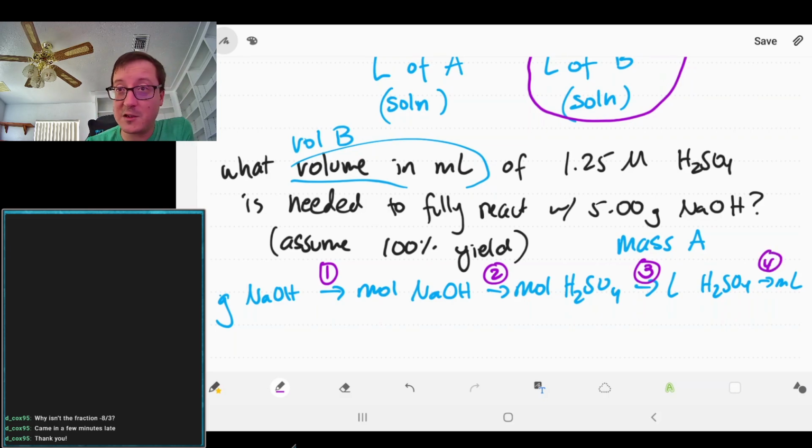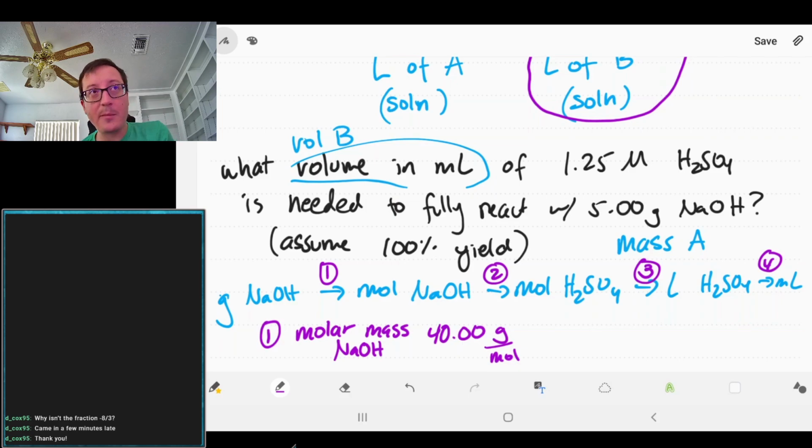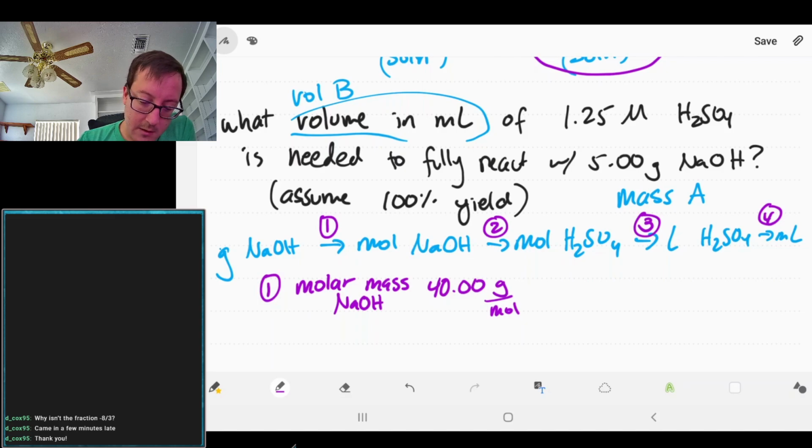To go from grams to moles of a substance, like we've seen previously, is the molar mass of sodium hydroxide, which is just about 40. And again, that's just a number I happen to know, but we're okay with that. The next one is our reaction coefficients. We don't have those yet because we haven't written out our reaction and balanced it.